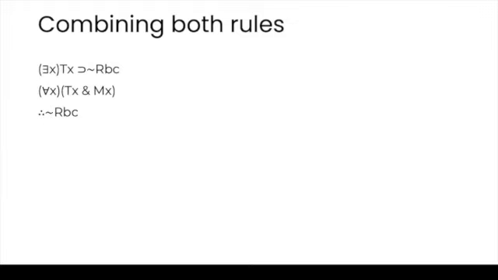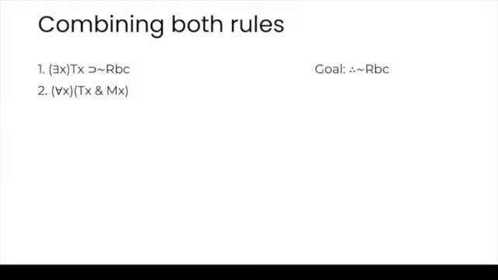Here's another example. Here are the premises, and that's the conclusion. Now clearly, since our conclusion occurs as the consequent of the conditional in line 1, our subgoal is going to be to get there is an x such that it is t, so as to be able to use conditional elimination, and this is where we're heading.